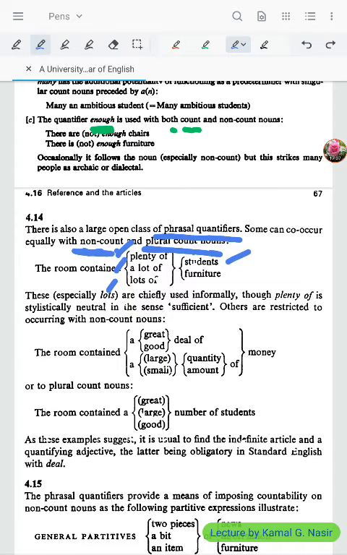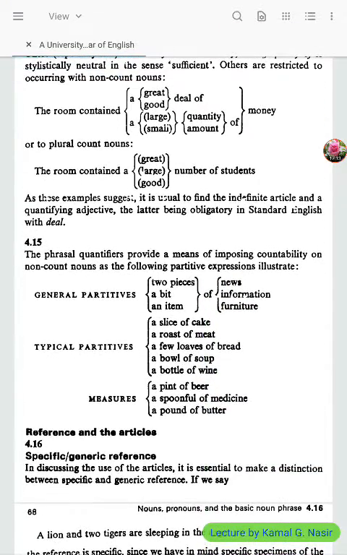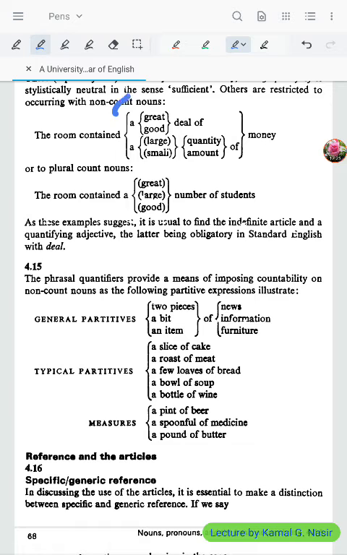Right. We come to another group of phrasal quantifiers. For example, a great deal. The room contained a great deal of money. A great deal, also another quantifier. A good deal of money. The room contained a large quantity of money. A large quantity. The room contained a small amount of money. You see?